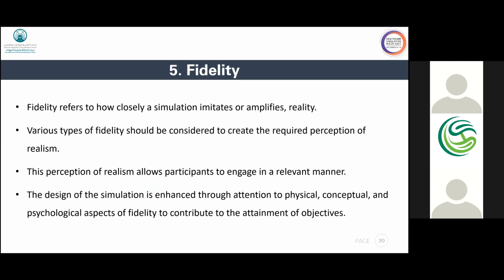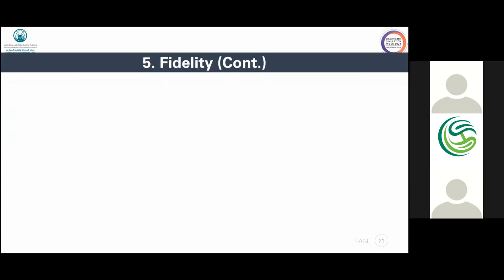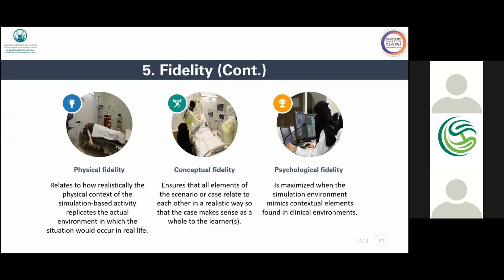If we are moving to the steps concerning the fidelity, this is a key element in the scenario design. This is basically what we do if we want to closely mimic or imitate the reality of the clinical practice. There are several types of fidelity, and the realism is what allows the participant to act as closely to how they would react in the clinical practice.